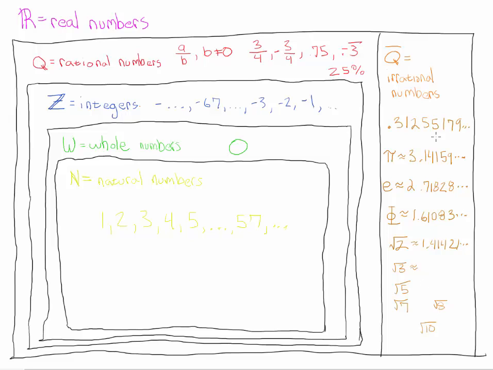Now, it's important to understand that while the irrational numbers are real numbers, they are completely separate from the rationals, the integers, the whole numbers, and the natural numbers. These are decimals that don't repeat and they don't terminate, so they cannot be represented as a fraction.